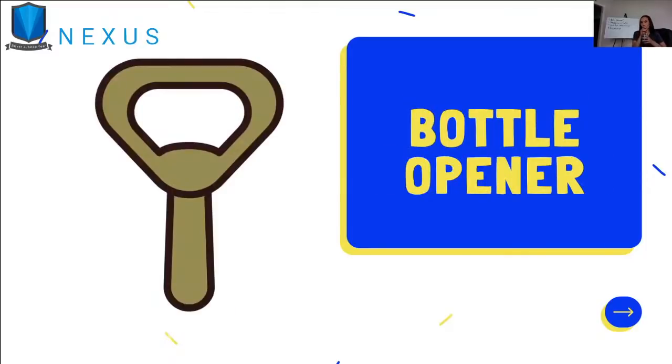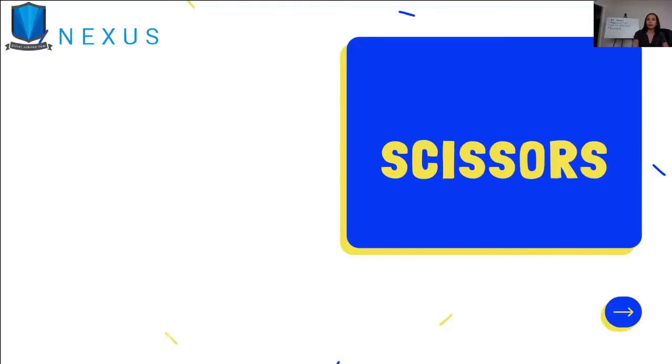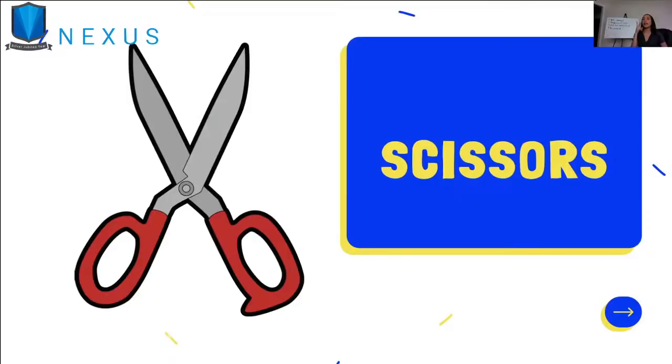Next we have a bottle opener. Again, bottle opener. One more time, bottle opener. Then we have scissors. Again, scissors.